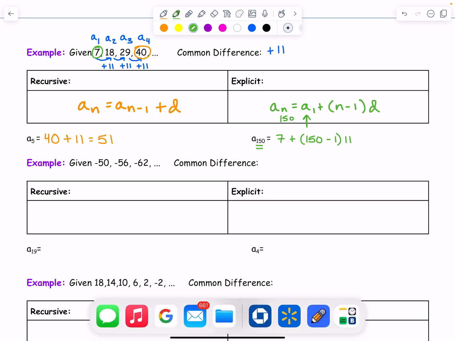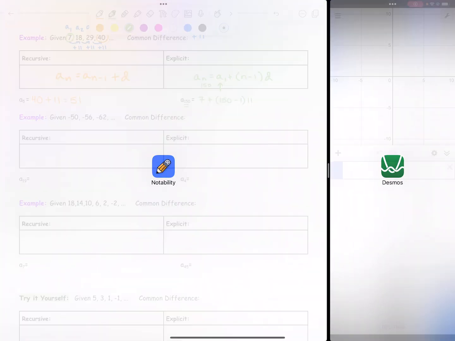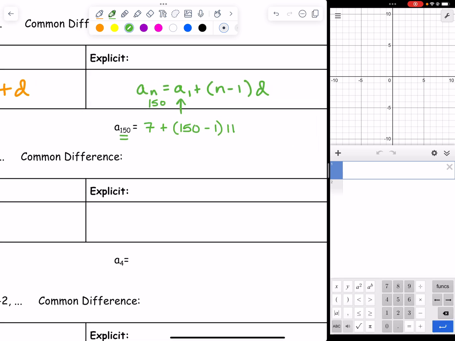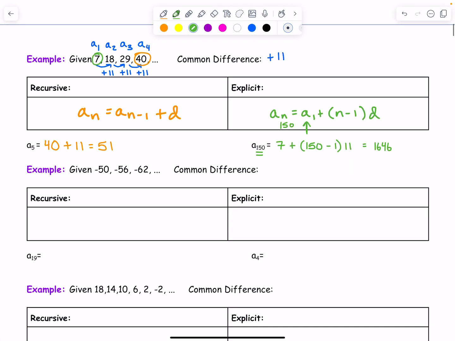So then it would probably help to use a calculator. Let me grab Desmos and just type that right in. So let's do 7 plus 150 minus 1 times 11. And we get 1,646. So the 150th term of this sequence would be 1,646. That would have been a lot to calculate just by hand, but we have our calculator.